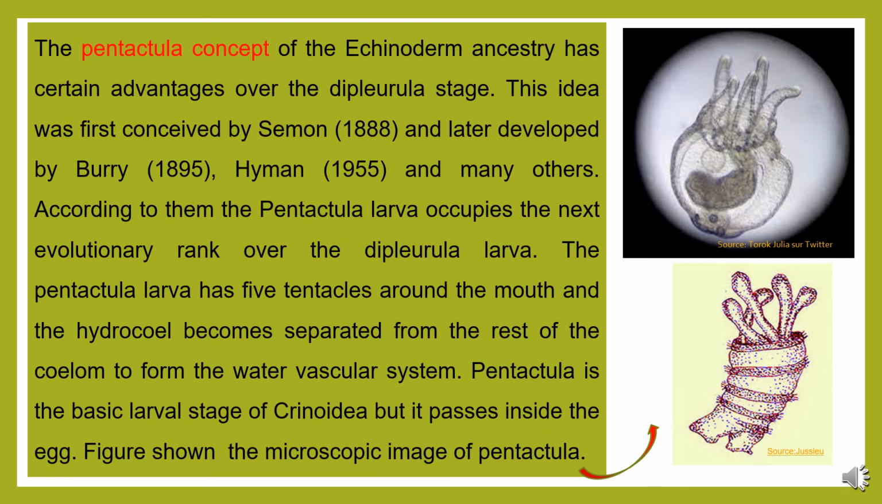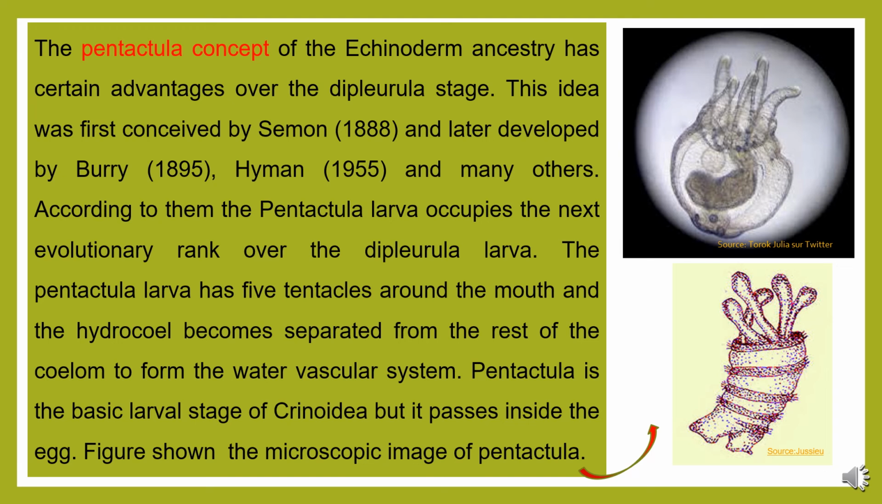The pentactula concept of echinoderm ancestry has certain advantages over the dipleurula stage. This idea was first conceived by Semon in 1888 and later developed by Bury in 1895, Hyman in 1955, and many others. According to them, the Pentactula larva occupies the next evolutionary rank over the Dipleurula larva.